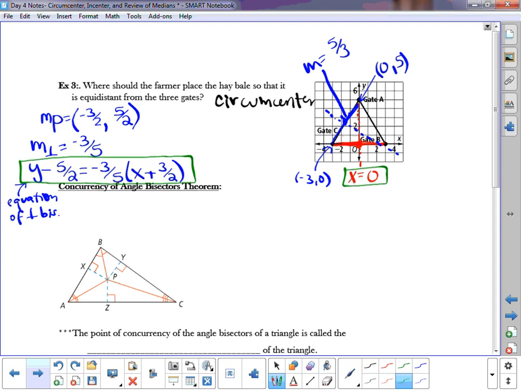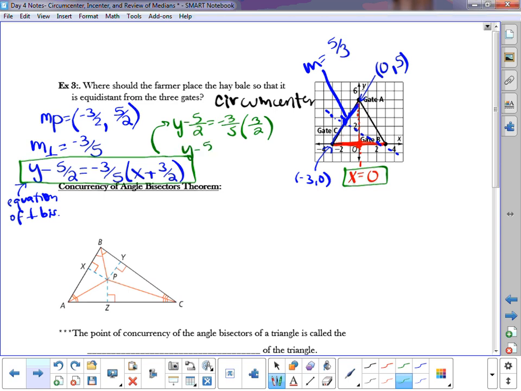But we're just going to use substitution to help us solve here. I think I'm going to just substitute in, since x is 0, that allows me to eliminate a little bit. So I'm going to substitute in, and let's see, we end up getting y minus 5/2 equals -3/5, when we just have 3 halves inside here. Are we good with that? Okay. And then we just solve from here.